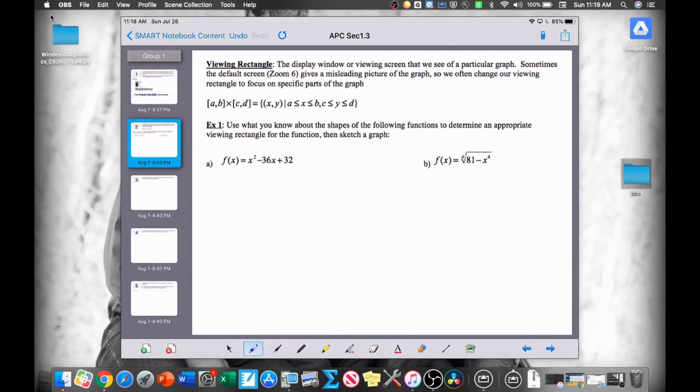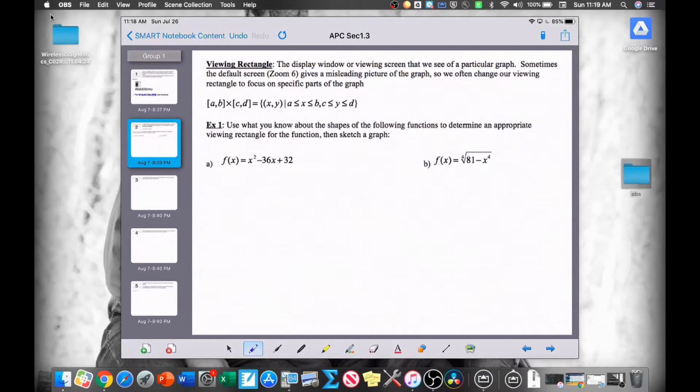Sometimes the default screen, which on the graphing calculator is ZOOM 6, that is -10 to +10 on the x-axis and on the y-axis, sometimes that gives you a misleading picture of the graph. It doesn't show you all the features that you're looking for, or it doesn't show you enough of your picture. So we often have to change our viewing rectangle so that we can focus on specific parts of our graph. The way that we write it is we put the x coordinates first and the y coordinates of the viewing rectangle second, and I'll show you that when we do these examples.